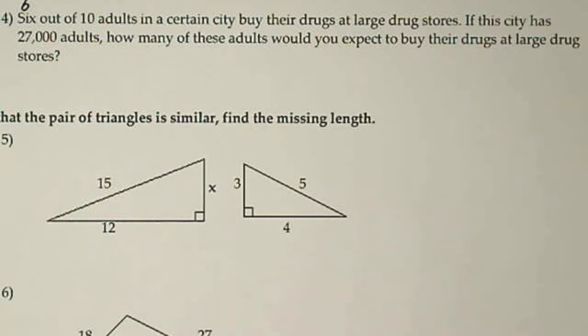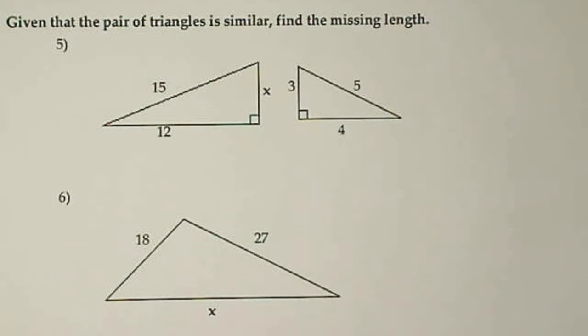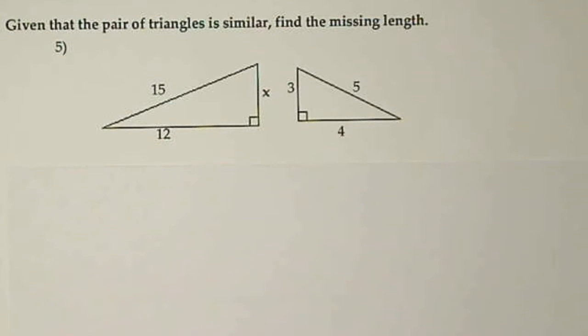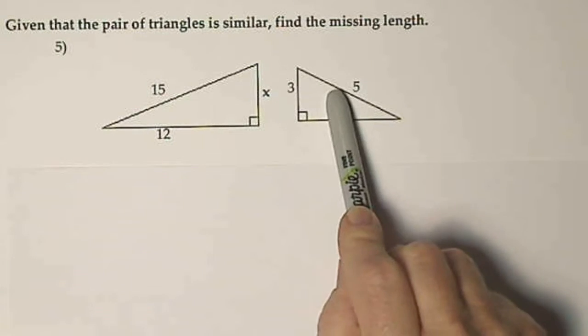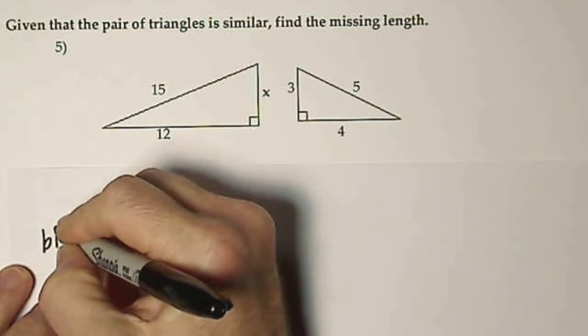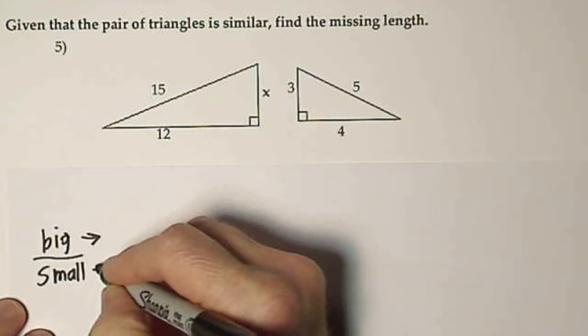For number 5 and number 6, they're giving us similar triangles here. Given that the pair of triangles is similar, we'll find the missing length. So we just have to keep the correct sides corresponding. So first we'll look here at number 5. We have a big triangle and a small one, so that's how I'll organize my thinking. Big, small, and I stay with it.